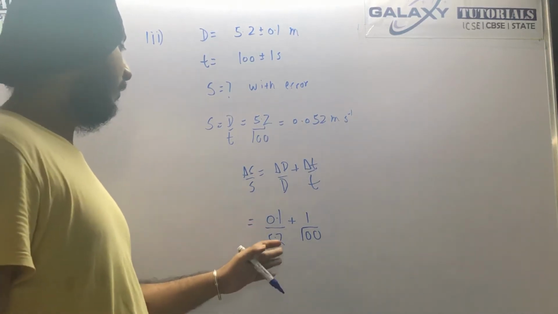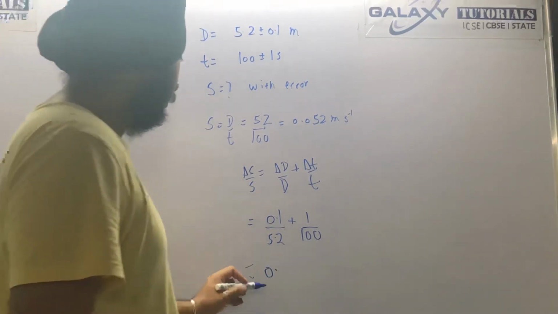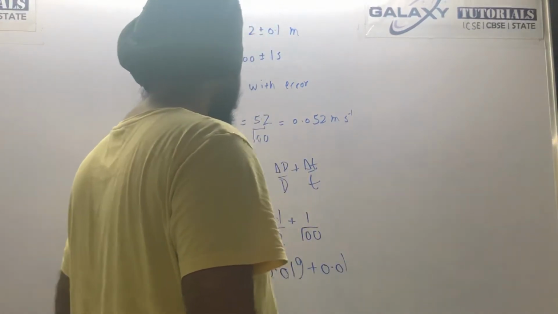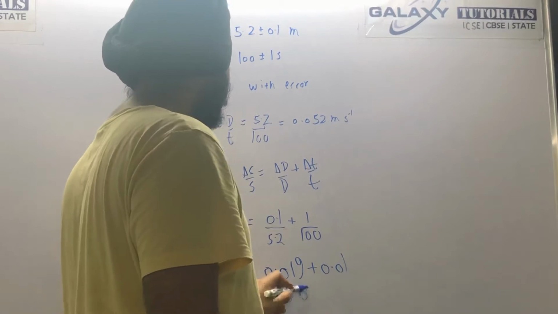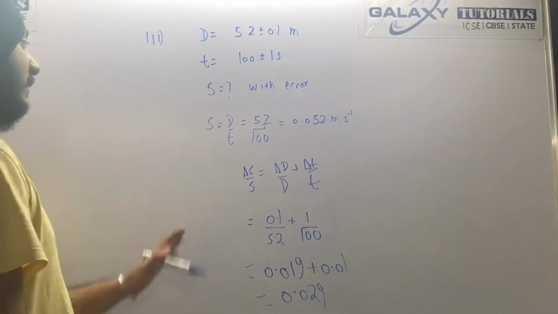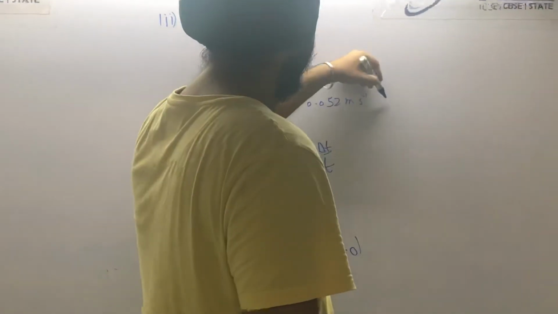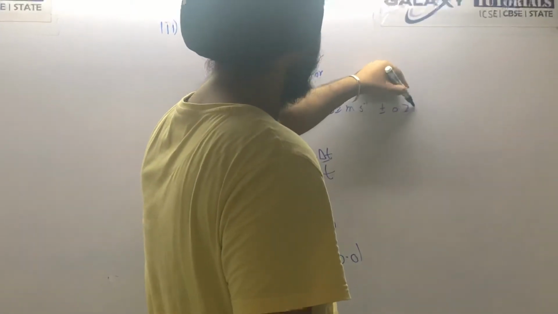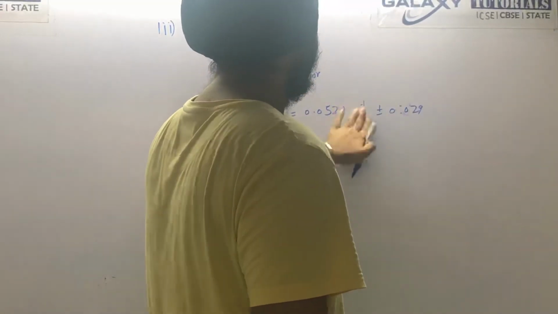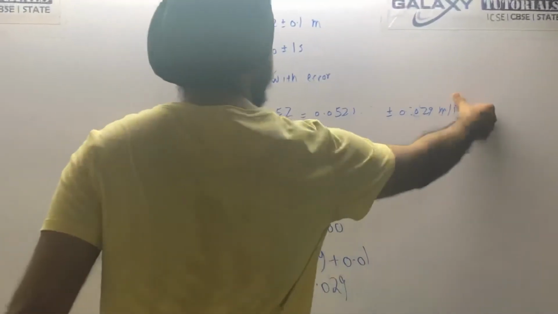Okay, so 0.1 upon 5.2 plus 1 upon 100. So 0.1 upon 5.2 is approximately 0.019, plus 0.01. So this comes out to be approximately 0.029. Okay, so this is the error in the speed. The speed is 0.052 and the error is 0.029. So how will you write it? 0.052 plus minus 0.029 meter per second.